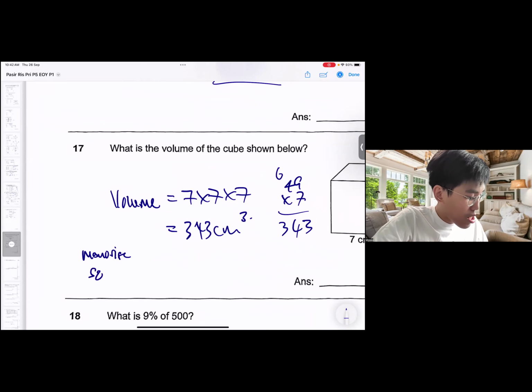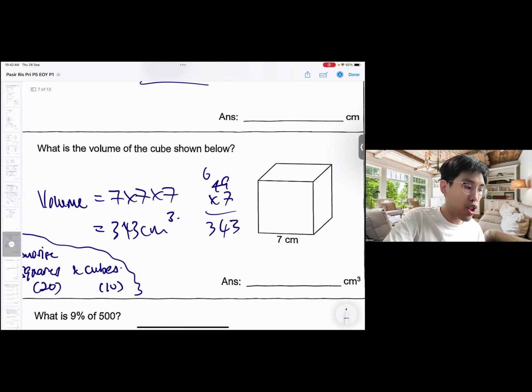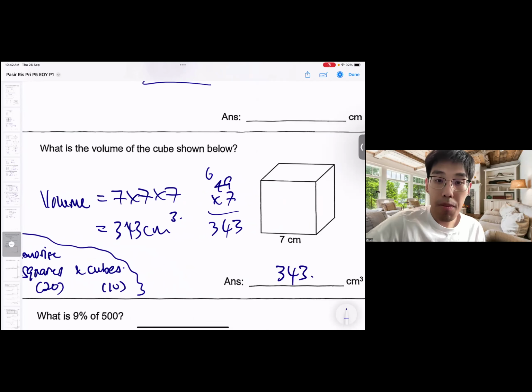But I always tell my students, okay, go and memorize your squares and cubes. Cubes up to 10, squares up to 20. This one is a must. So you see that this is a 7 cube question. So you just need to memorize the answer is 343. Okay, this one no reason to get it wrong.